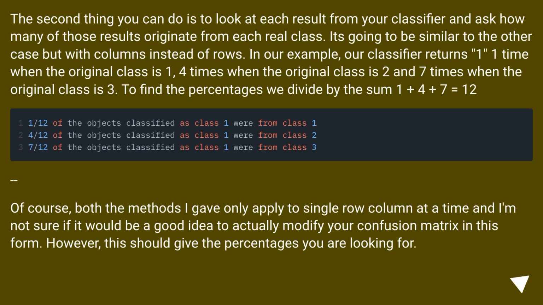Of course, both the methods I gave only apply to a single row or column at a time, and I'm not sure if it would be a good idea to actually modify your confusion matrix in this form. However, this should give the percentages you are looking for.